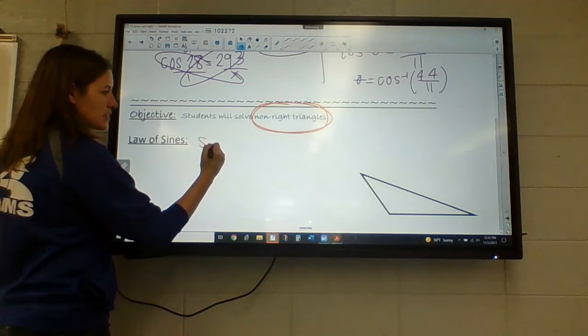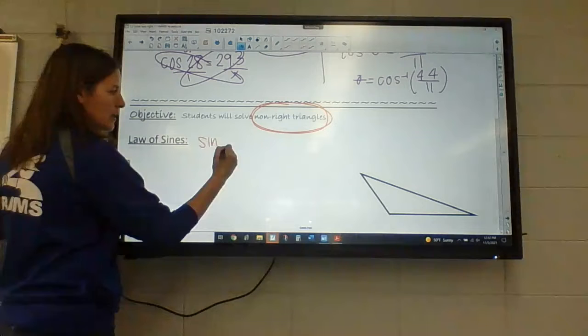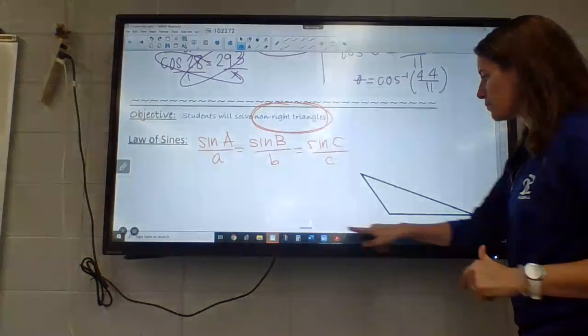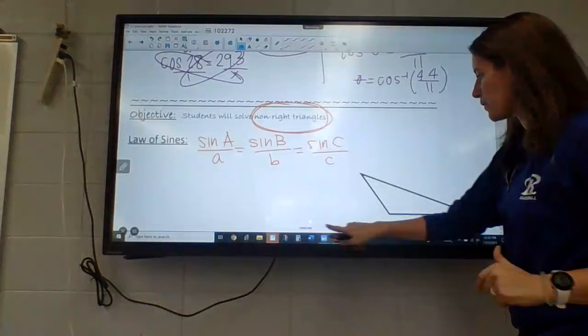So this is what the law of sines looks like. Of these three fractions, you only need two of them, or two of the ratios. Oh, not cosine. Sorry. Now that's supposed to be a capital C there, not super clear on my board here. So the A, B, and C are angles. Capital A, B, and C are angles.